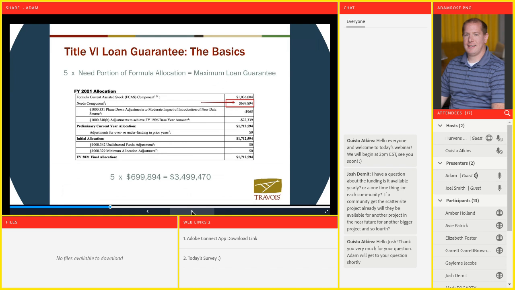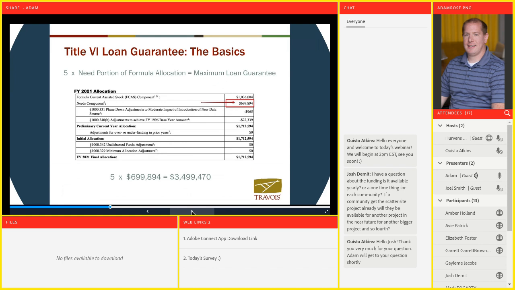Yeah, precisely. So let's dig into a little bit more how a particular tribe would go about calculating how much they could receive as far as a guaranteed loan through HUD under NAHASDA. In this particular case, I don't remember which group it is. I think this was the Seminole Nation of Oklahoma that I used as an example. And in their example, their overall allocation is about $1 million.